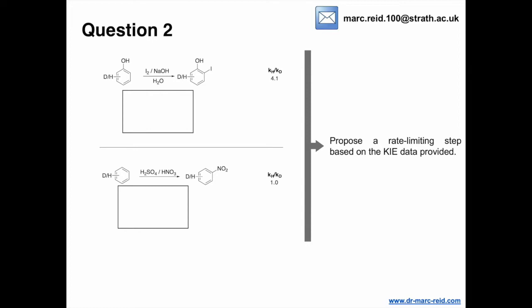For question 2, as with question 1, can you propose a sensible rate-limiting mechanistic step for each reaction that is consistent with the data provided? If you want to give this question a go, again, pause the video now and come back later to have a look at the answer to question 2.